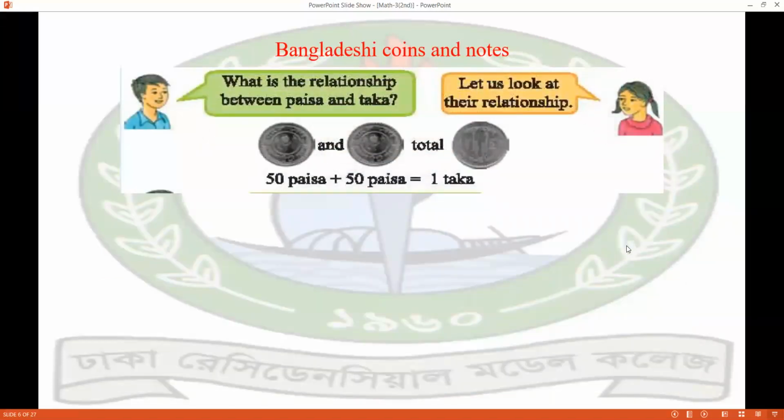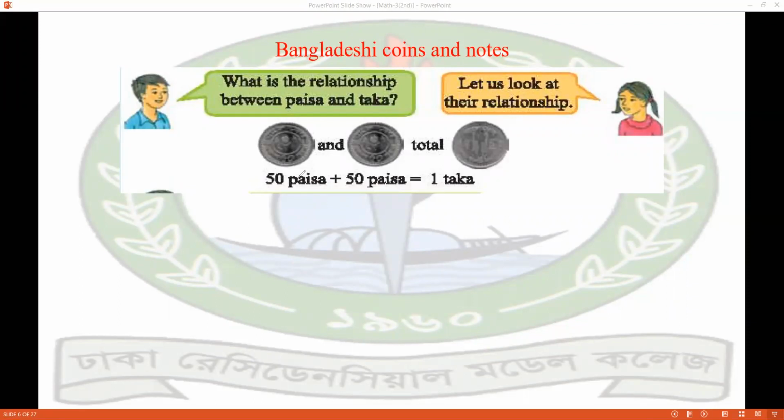What is the relationship between the paisa and taka? We have to know it. Let us look at their relationship. We have to consider it. How many paisa is equal to 1 taka? We know that 100 paisa is equal to 1 taka.